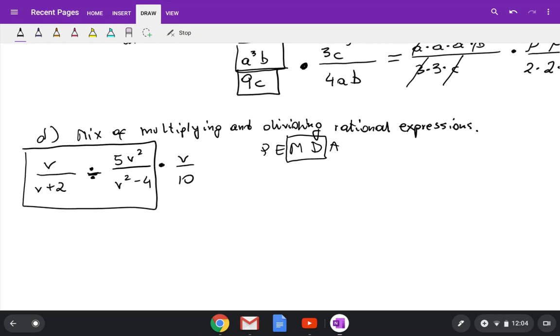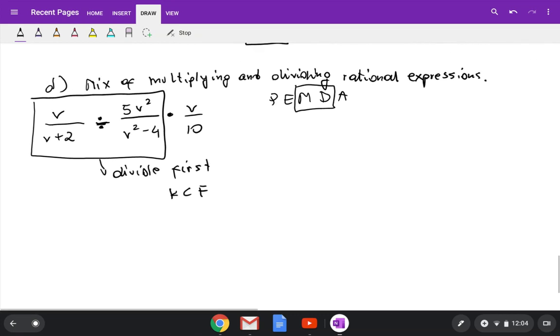This is what you need to focus on at first. Multiplication and division have the same strength of order. So again, if you have both of them, you just follow the order from left to right. So first we're going to divide. How? By keep, change, flip.